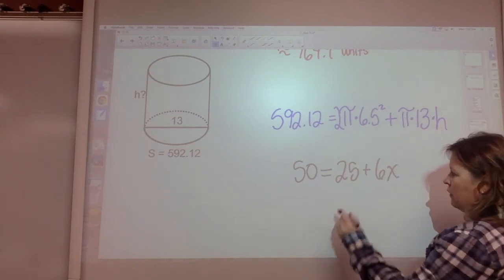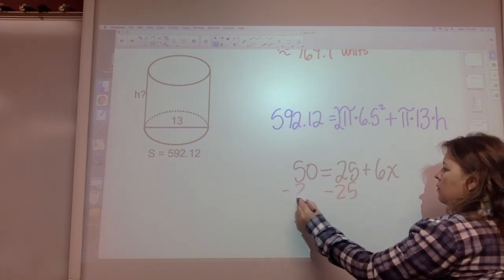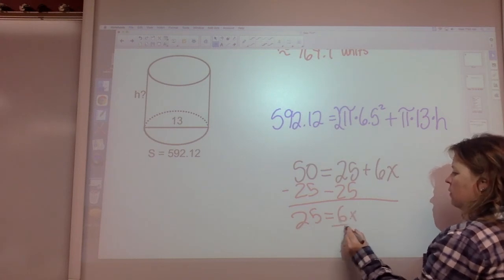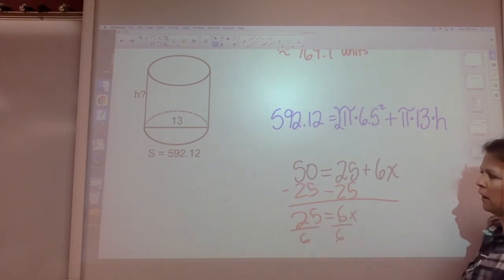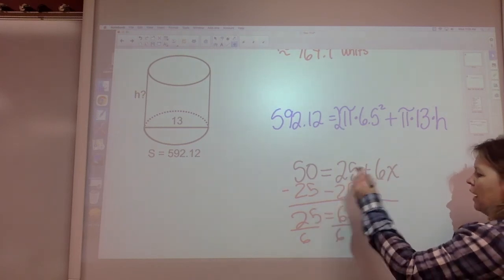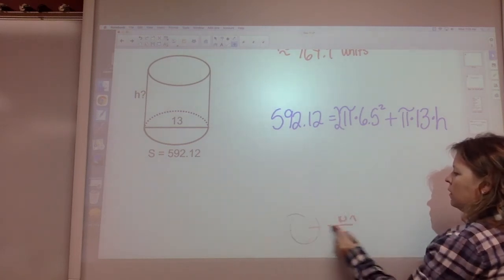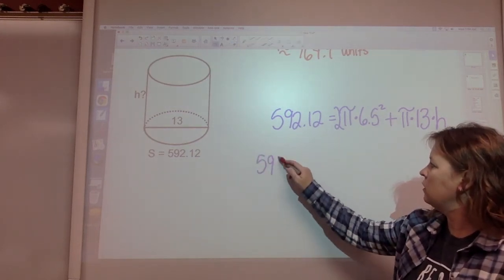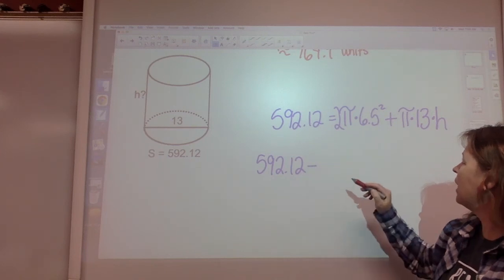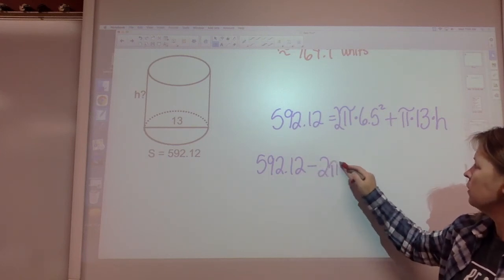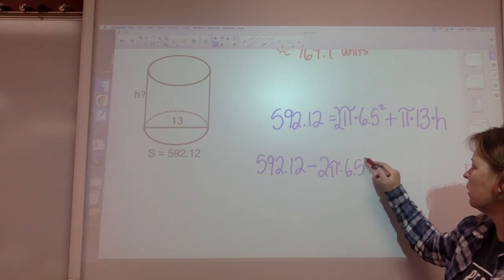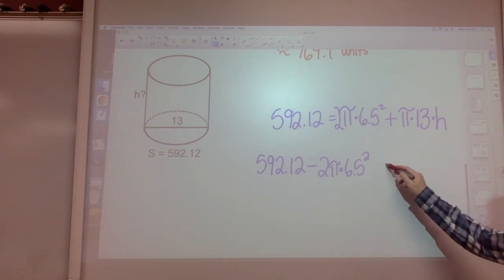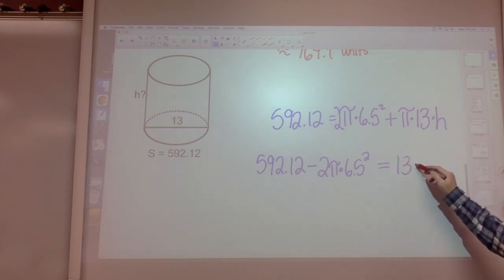So basically when you're solving this, you would say, what's 50 minus 25? You would get 25 equals 6x, and then you would divide by 6 and get either a fraction or a decimal. That's all we're doing, subtract, divide. So in this one, we do the same thing, subtract, divide. We're going to take 592.12 minus 2 pi times 6.5 squared. That will equal 13 pi times h.